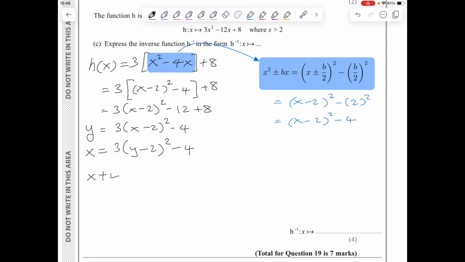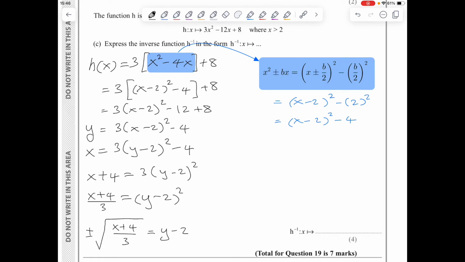So x plus 4 is equal to 3(y minus 2) squared. Divide by 3. (x plus 4) over 3 is equal to (y minus 2) squared. Now I'm going to take the square root of each side, plus or minus the square root of (x plus 4) over 3 is equal to y minus 2. And finally, y is equal to 2 plus or minus the square root of (x plus 4) over 3.